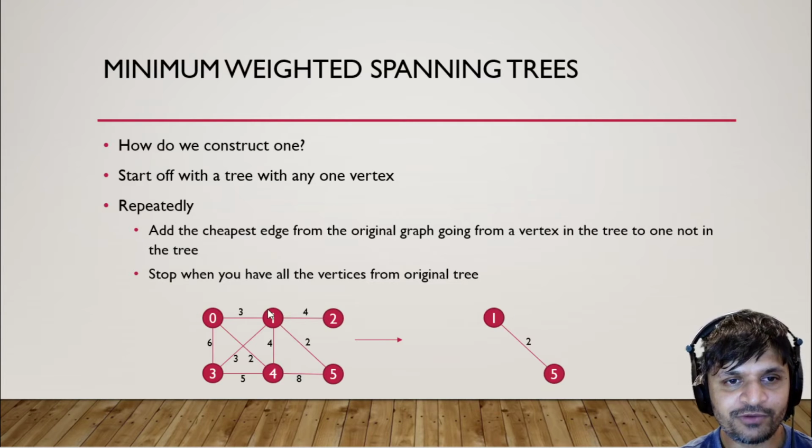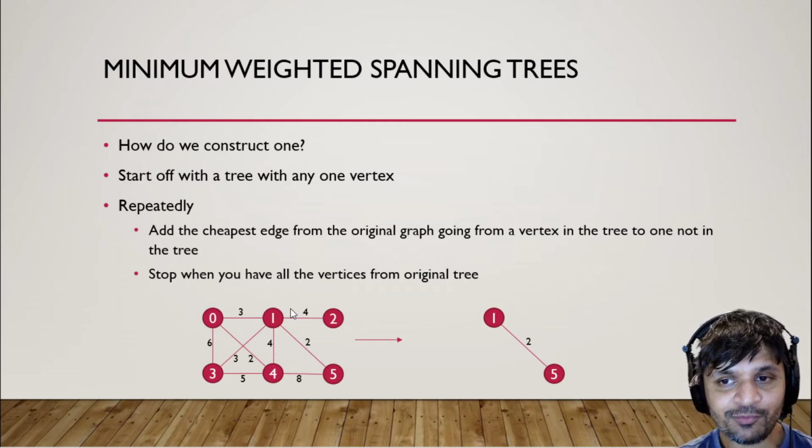Okay, so now vertex 1 is in the tree and vertex 5 is in the tree. So the cheapest edge going from a vertex in the tree to a vertex not in the tree is perhaps 1,2 costs 4, 1,3 costs 3, that one costs 3, that one costs 8, that one costs 4. Okay, so the cheapest is either 1,0 or 1,3. Okay, because they both cost 3.